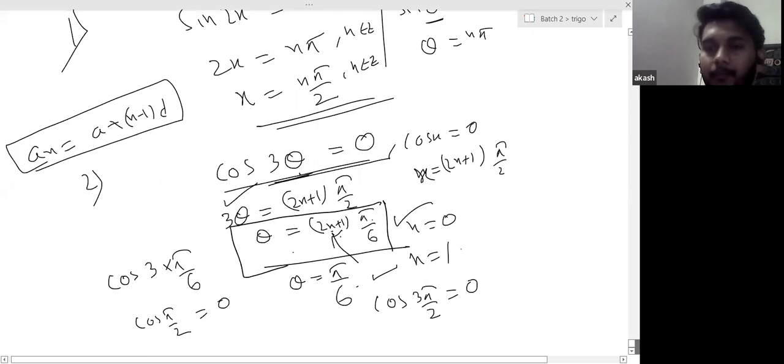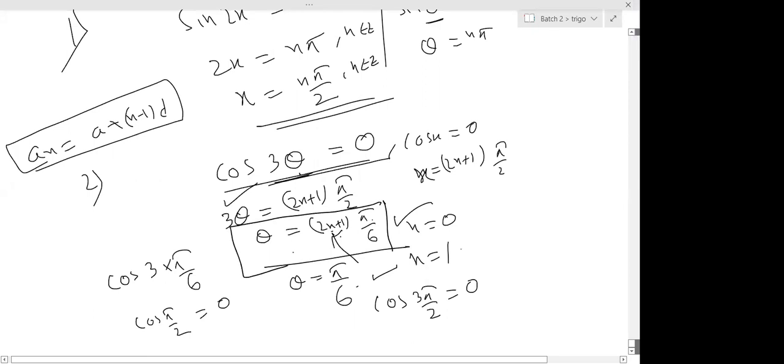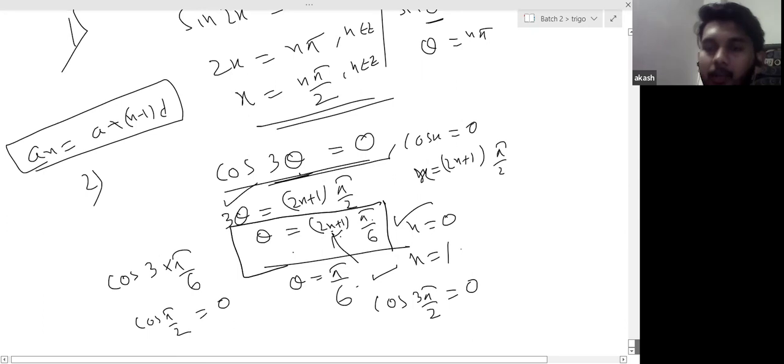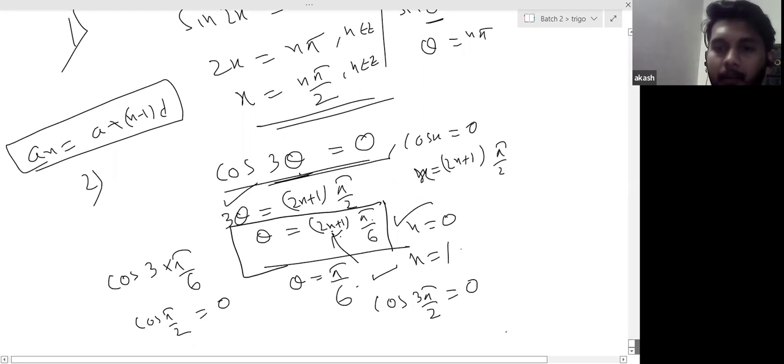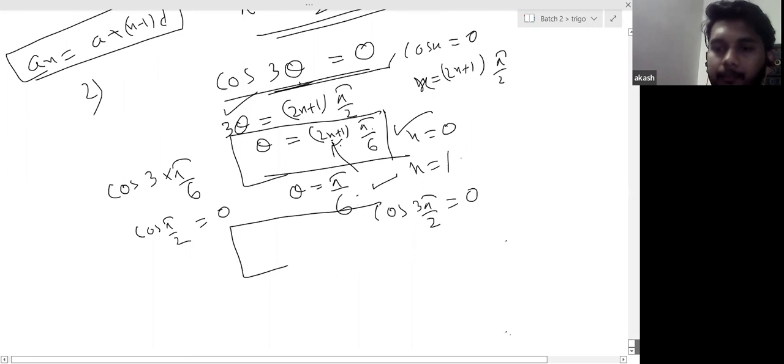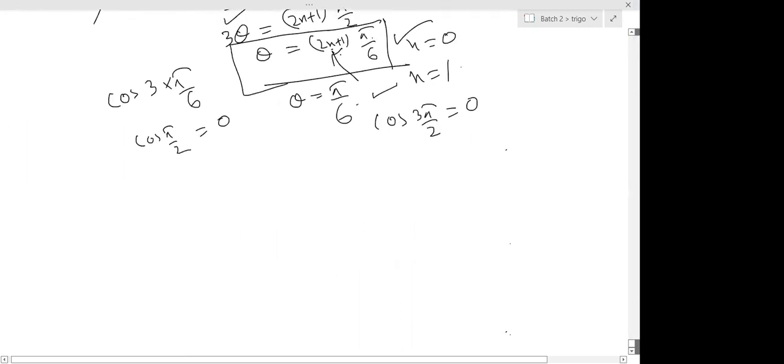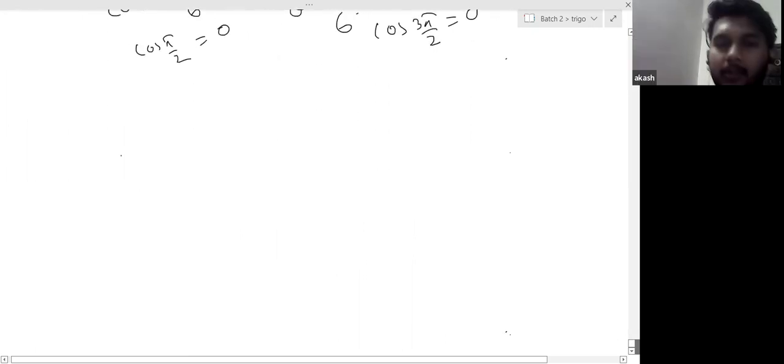That is why it is called the general solution. We are not giving you a specific solution. If you want a specific solution, then put the value of n. This is easy, no doubts. So this is type 1, when they give you something equal to 0.